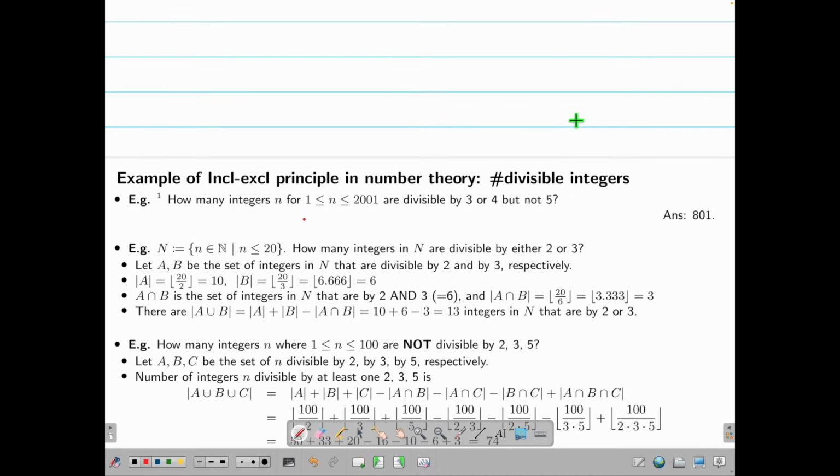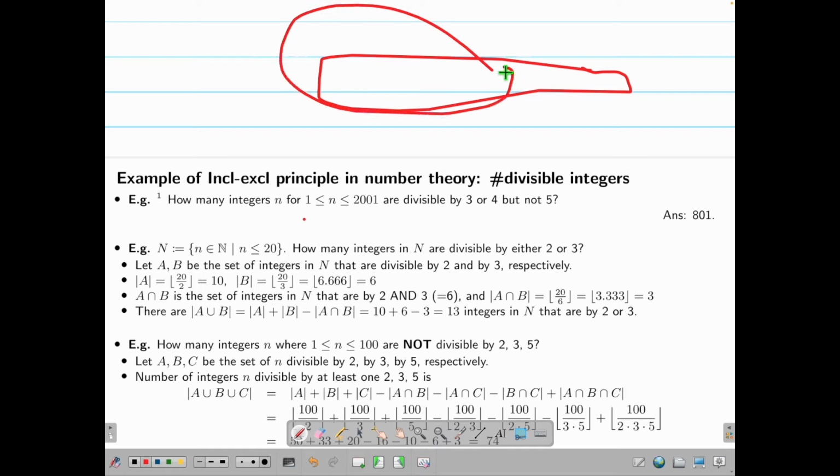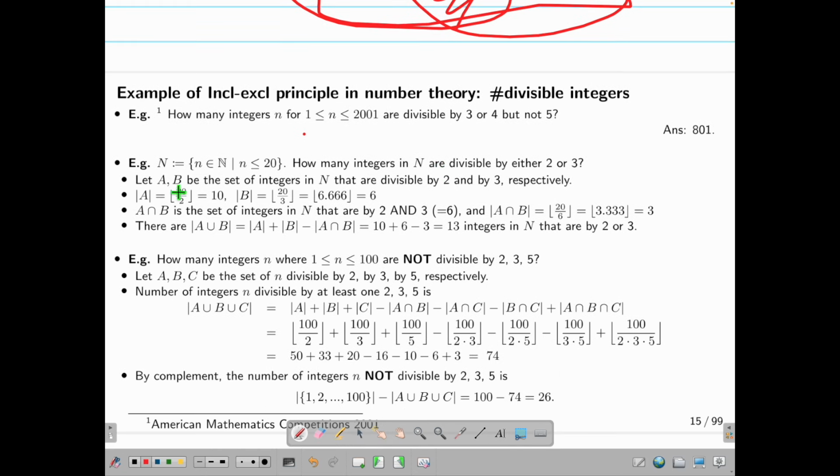So that means I have a universe. This universe is 0 to 20. This is a set in this universe divisible by 2. This is a set in the universe divisible by 3. How many is A or B? You need to count how many A, count how many B, subtract the double counted. Okay, so A is divisible by 2, B is divisible by 3, then you do what? Inclusion-exclusion principle.